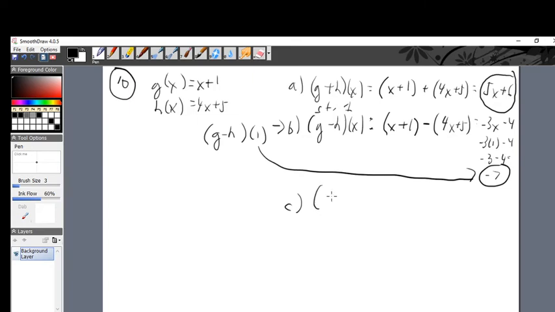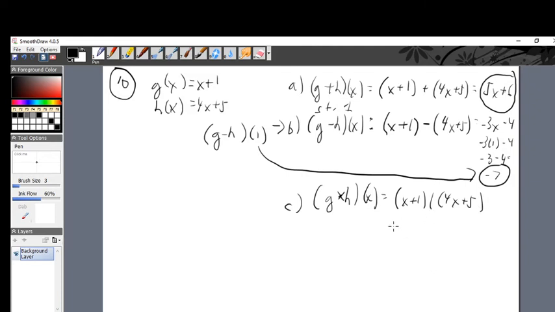What if you're asked g times, either with a little dot or with the x for times, g times h of x? Okay, we don't have to plug in any numbers. It's similar to A where we didn't have to plug in any numbers, but we have to multiply them. So we take x plus 1 times 4x plus 5. And it is FOIL. All we got to do is FOIL and we're done.